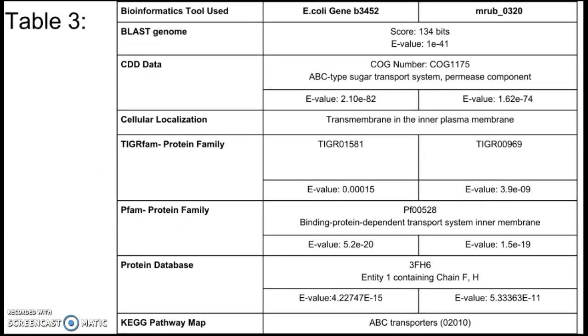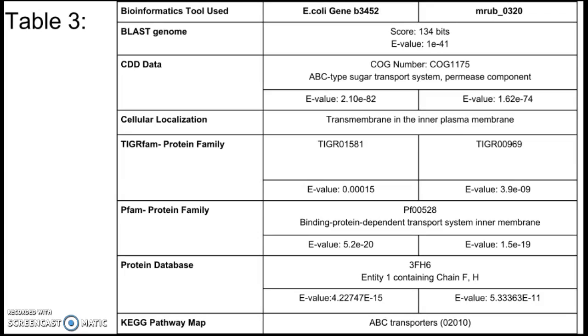The third gene pair analyzed was mRub0320 and B3452, both of which are classified as UgpA in their respective genomes. Again, for ease of understanding, this table is used to compare the bioinformatics tools. The BLAST performed compared these genes and produced a low E value, again indicating the genes are orthologous. The COG number identified through the CDD database was the same, with slightly varied E values. Using the cellular localization data mentioned before, both genes were confirmed to have the same location. The TIGRFAM numbers had varied results between the two genes, with two different TIGRFAM numbers showing up.